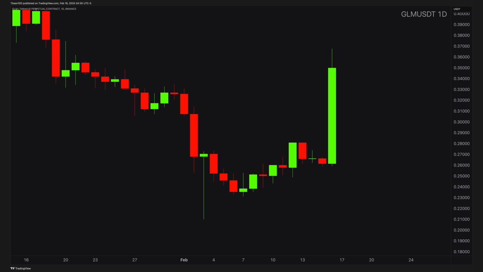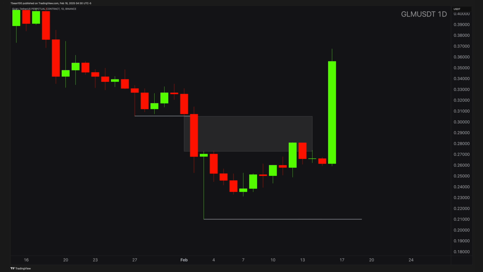GLM was one of the great top gainer coins today. But how these all price actions started, let's talk about that first. As you can see on the daily chart, this price action was bearish before. Structures were breaking downwards. Notice the imbalance here.